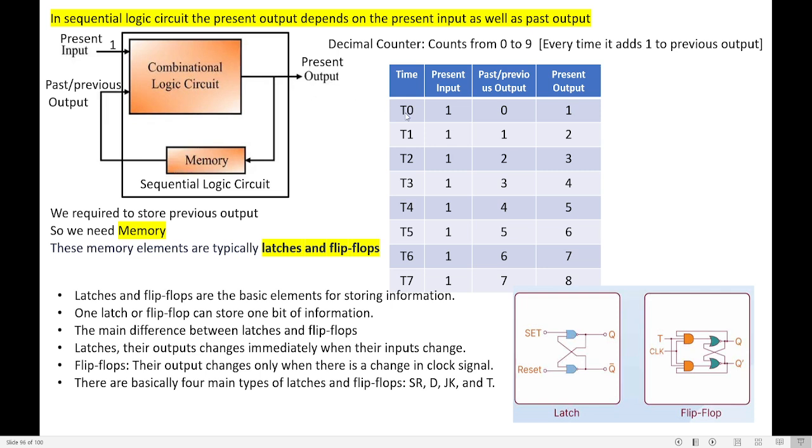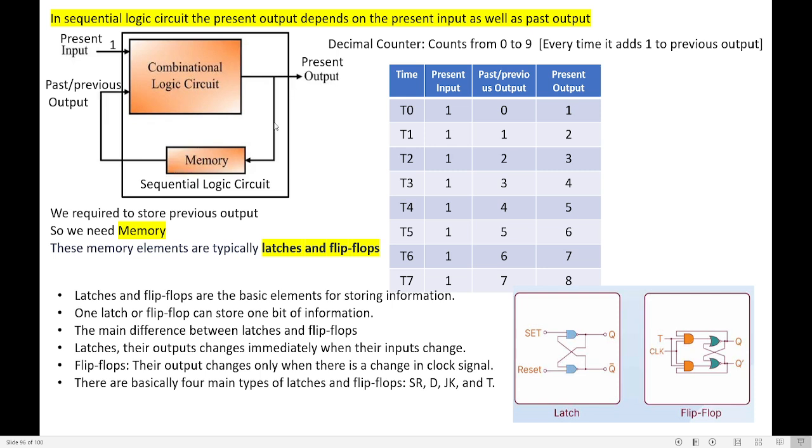At time t0, initially, always I made present input as all ones. And initially at time t0, what is my previous output? It is 0. What is the job of a counter? Counter every time adds 1 to the previous output. What is previous output? 0. 1 plus 0 is 1. So my present output becomes what? 1. My present output is 1.